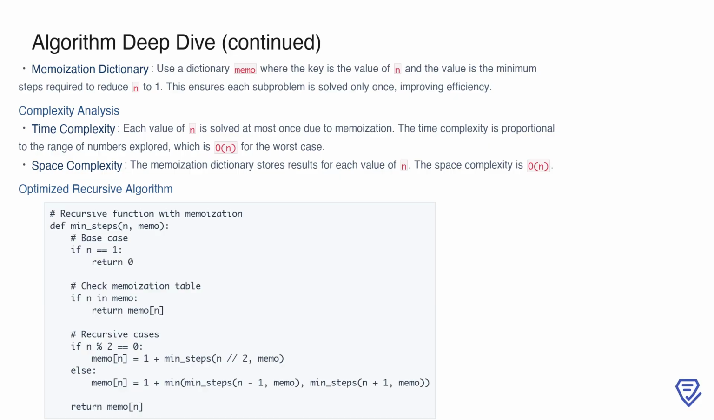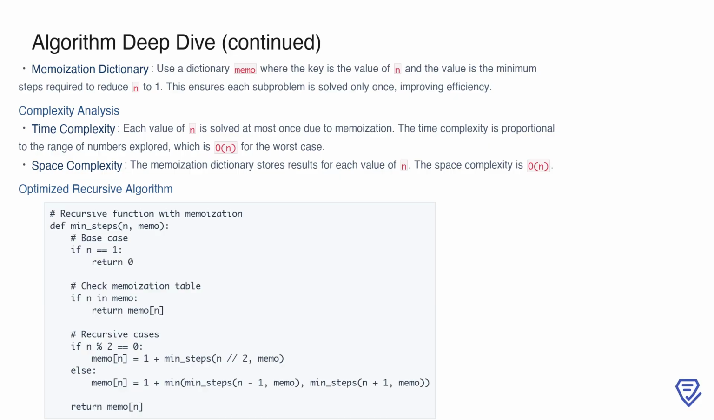This avoids redundant computations by ensuring that we never calculate the result for the same n more than once. Analyzing the complexity, the time complexity is proportional to the number of unique values of n we explore, which is O(n) in the worst case. Similarly, the space complexity is also O(n), because the memoization dictionary stores results for each unique value of n. Using this optimized recursive algorithm, we can efficiently solve the problem.